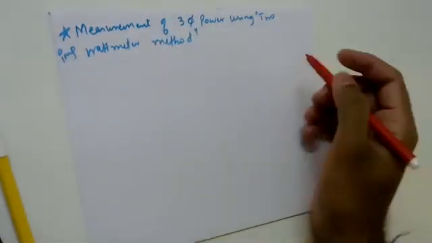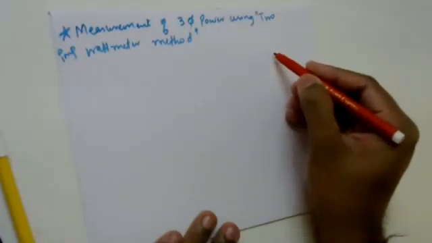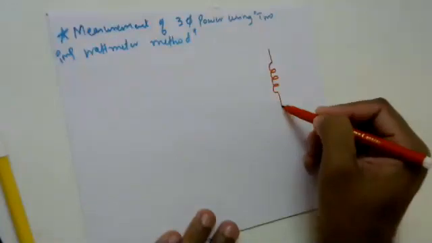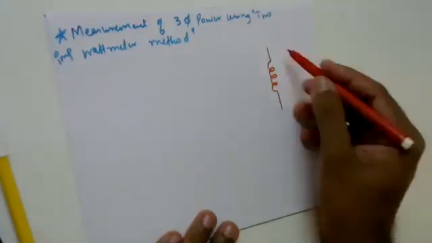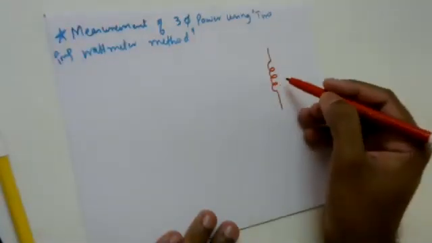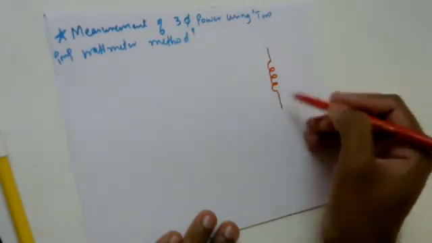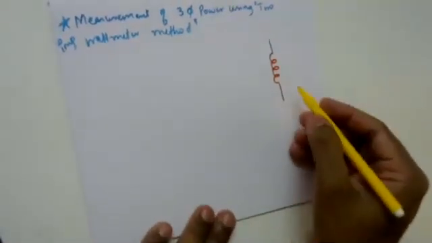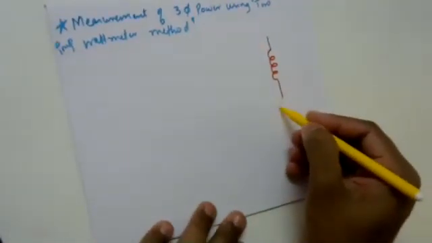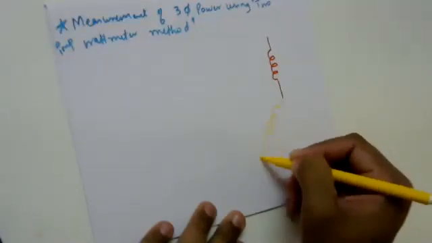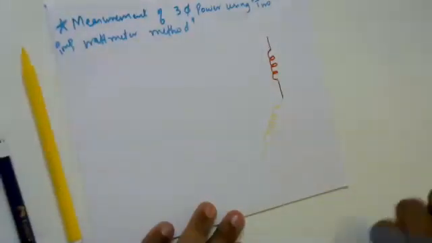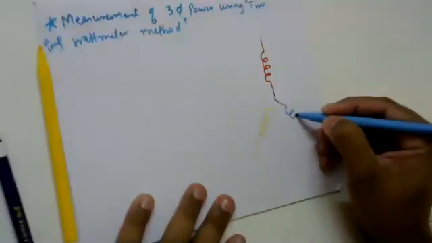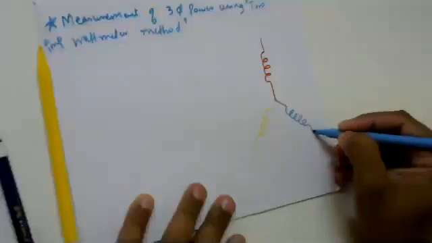So now let me say that I'll be having my R phase. This is my R phase. So let me see the type of the load. What we are having is inductive load. Okay, so this is my R phase. This is my Y phase, and one more phase that I'll be having is my B phase.